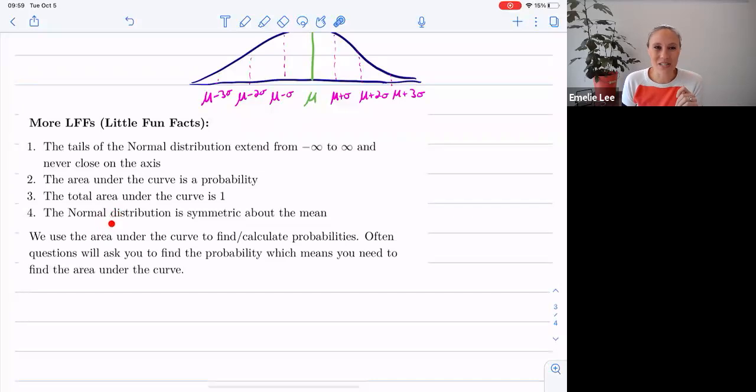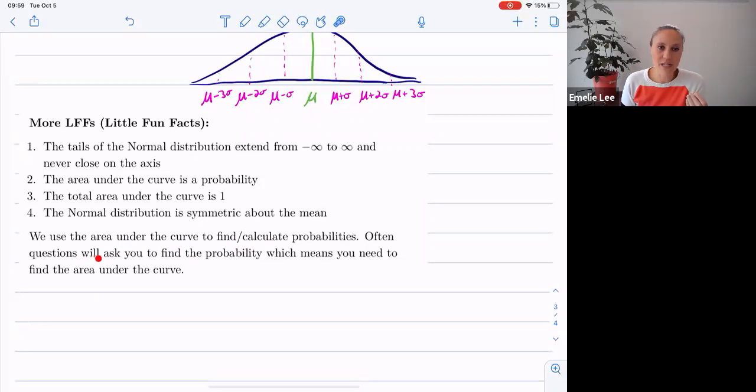So you're taking limits in either direction. The normal distribution is symmetric about the mean, which we've already talked about. We've got the symmetry about the mean. We use the area under the curve to find or calculate probabilities. Usually we're not really calculating them, but we're finding them.